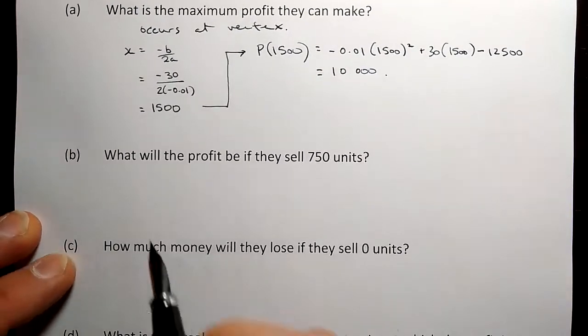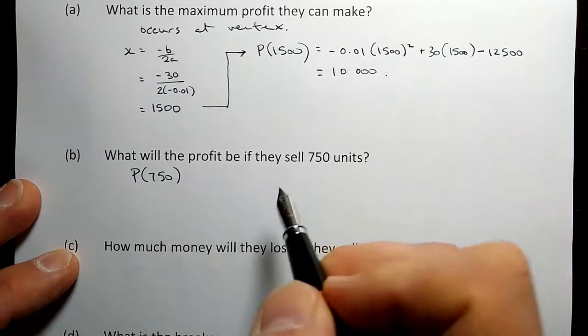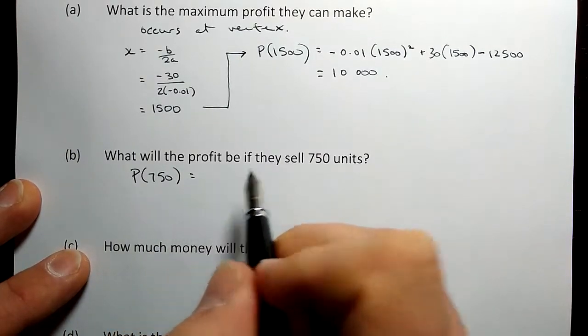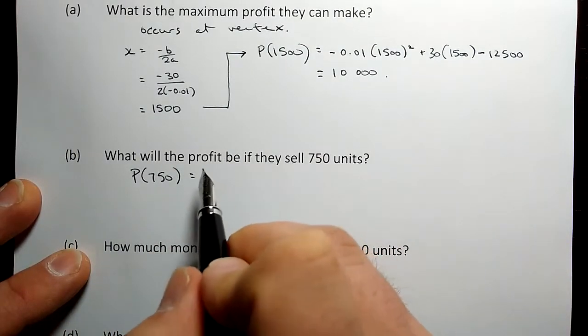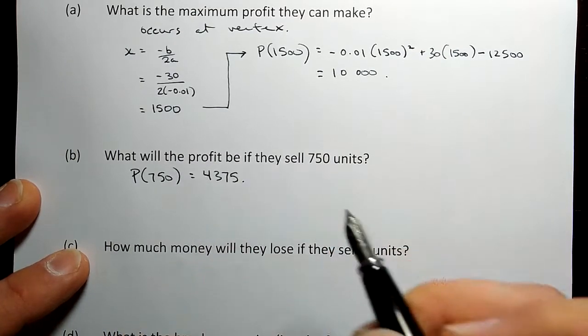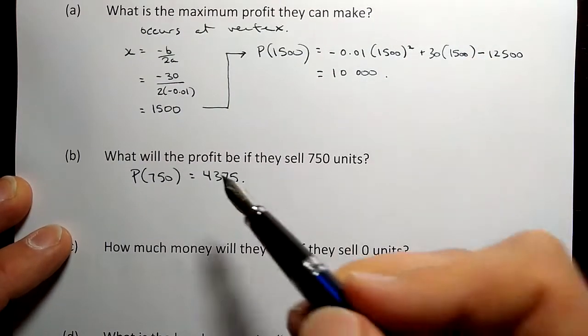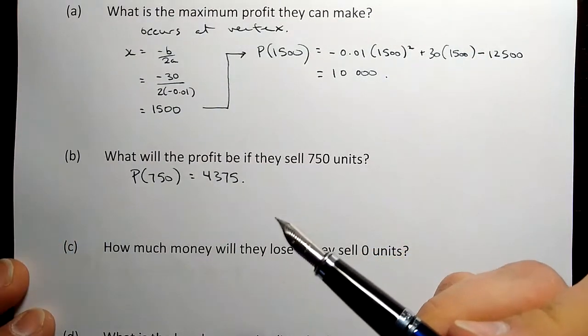What will the profit be if they sell 750 units? Just find P of 750. Profit at 750 units, and stick it all in there, and you get $4,375. Add 25,000 on that if you had a plus sign, so that's what, 29,375.